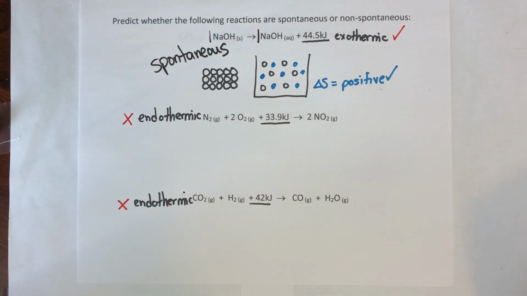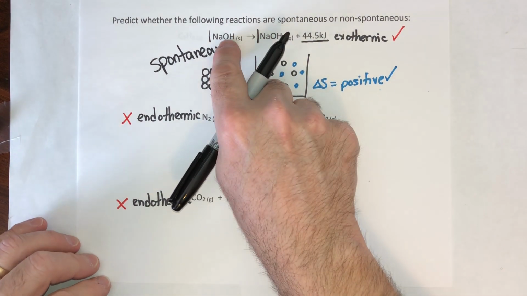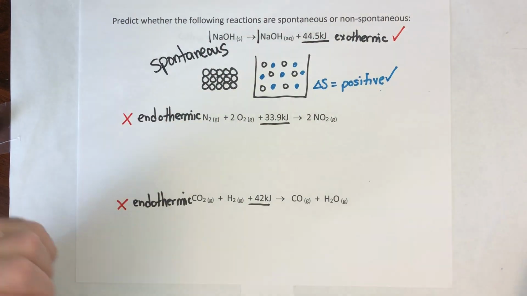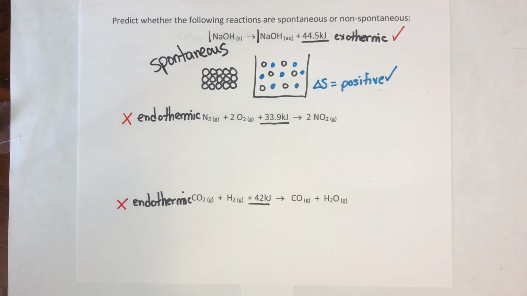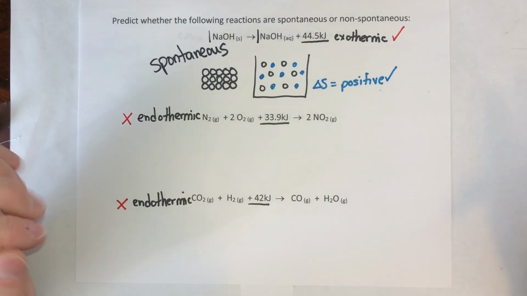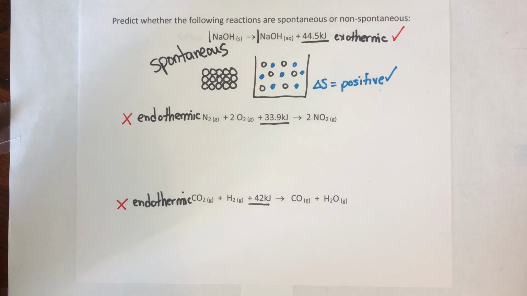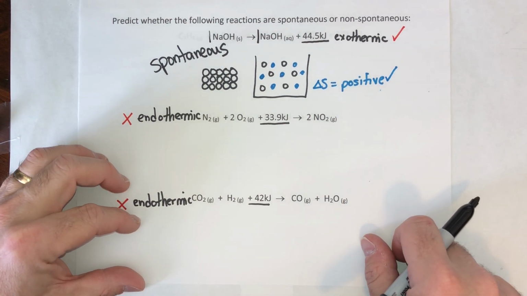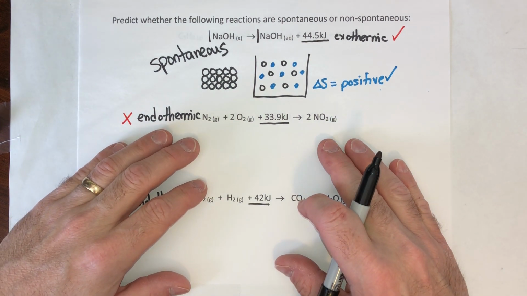And if you've ever spent any time in the chemistry lab, you know that sodium hydroxide is one of our favorite bases. You throw sodium hydroxide in water, and it just naturally dissolves. It spontaneously dissolves. All you need to do is put the sodium hydroxide in the water, and it just dissolves all by itself. You don't have to do anything. Spontaneous.